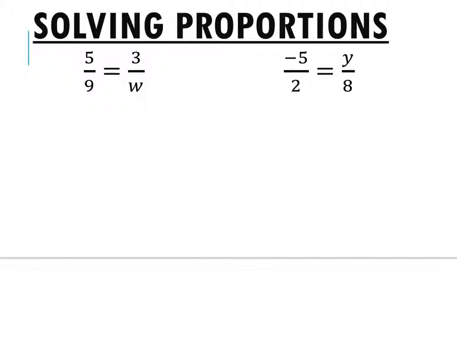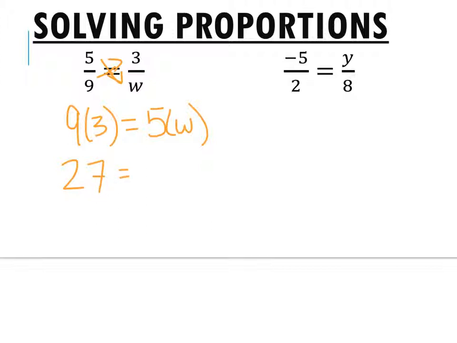So you solve proportions by cross multiplying, which means I multiply the things that are diagonal from each other. I'm going to be multiplying them together. So I'm taking 9 times 3 because they're diagonal from each other. And I'm going to take 5 times w because they're diagonal from each other. 9 times 3 gives me 27. 5 times w gives me 5w.